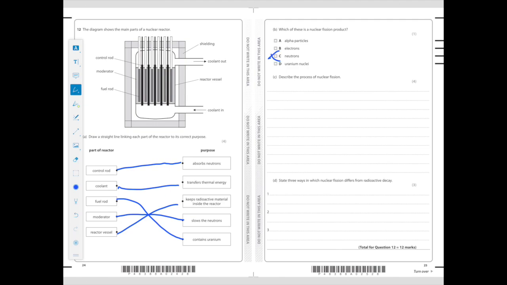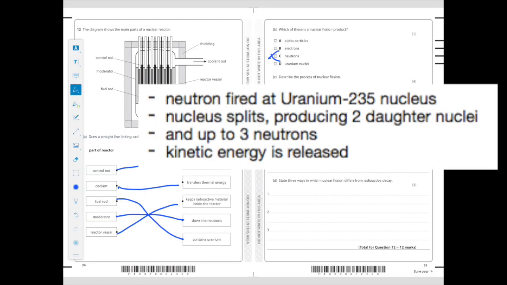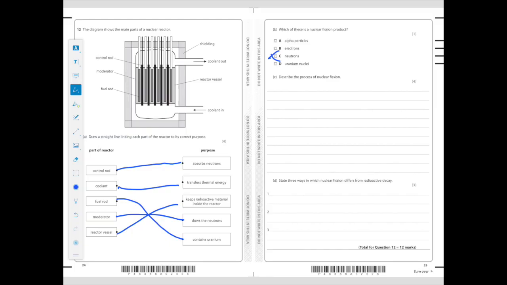Describe the process of nuclear fission. So a neutron is fired at the uranium-235 nucleus, and the nucleus splits, producing 2 daughter nuclei and up to 3 extra neutrons. And I've actually already said 3 or 4 marks worth of things, and you can say that kinetic energy is released.